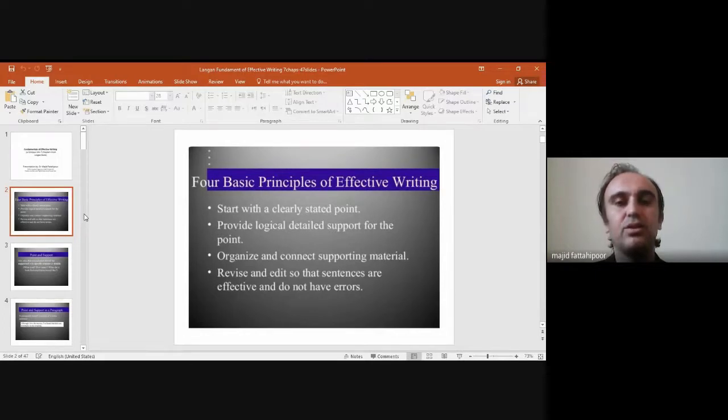So here we go back again in a recursive manner, not in a linear manner. Okay, in a recursive manner, we go back to our paragraph, we go back to our essay to organize or reorganize and connect those supporting material.